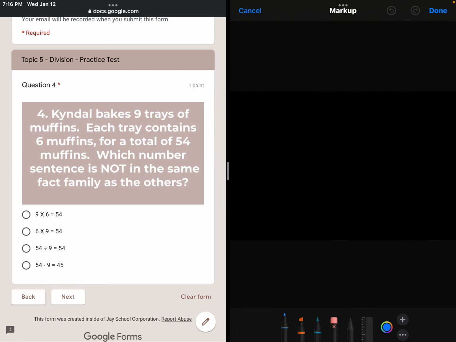All right, my next one says Kendall bakes 9 trays of muffins. Each tray contains 6 muffins for a total of 54 muffins. Which number sentence is not the same fact family as the others? So first of all, let's figure out this equation. We have Kendall bakes 9 trays of muffins. Each tray contains 6 muffins. So if I picture this in my head, I have 9 trays.